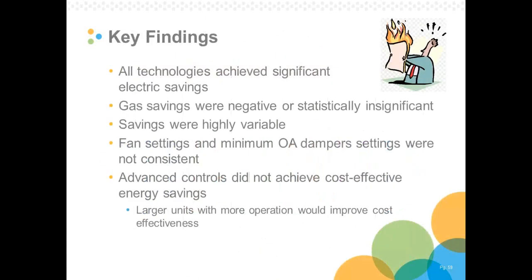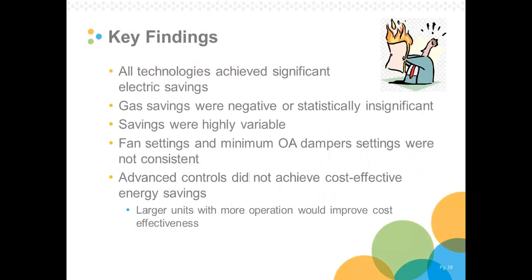So the key findings that come out of our report are that all technologies achieve significant electrical savings. Gas savings were negative or statistically insignificant in a lot of the cases. Savings were highly variable, as you can tell from that previous graph that had all the different groups in there. And then the fan and the outdoor air dampers were not consistent from unit to unit. And we intentionally left the outdoor air dampers and fan settings the way the occupants had them as we found them, because we wanted to test this as a real life scenario.